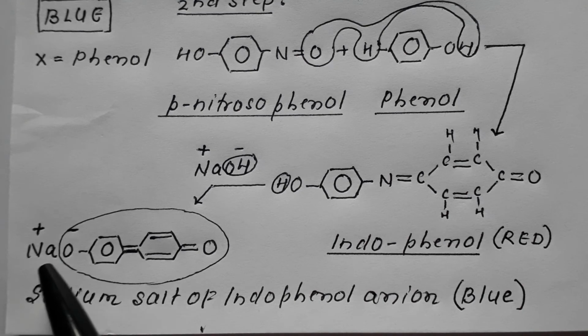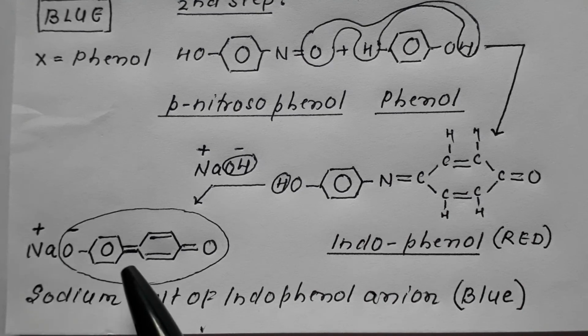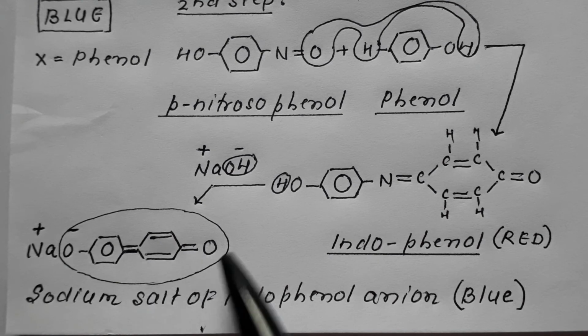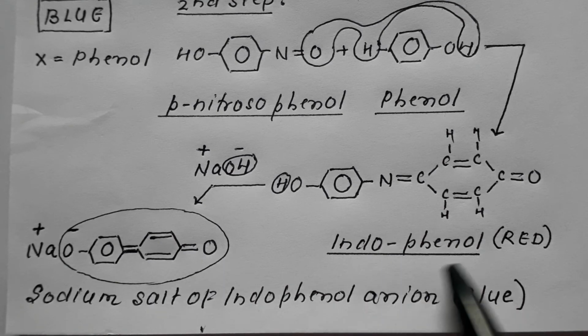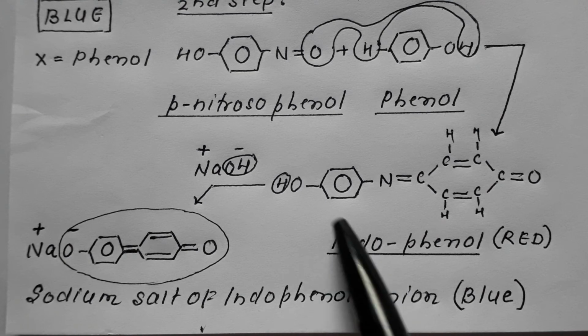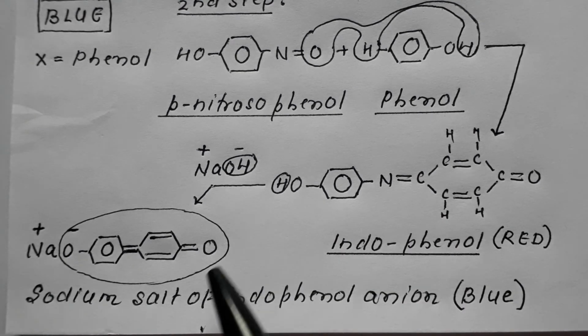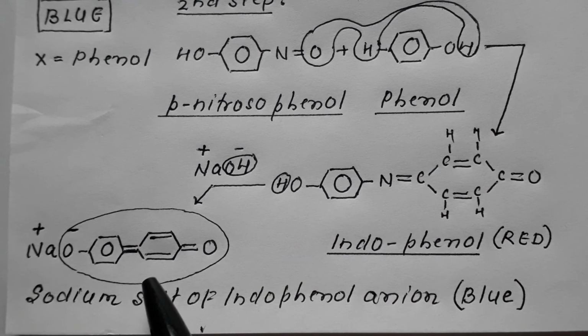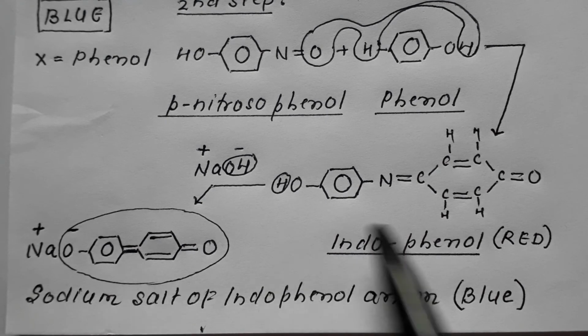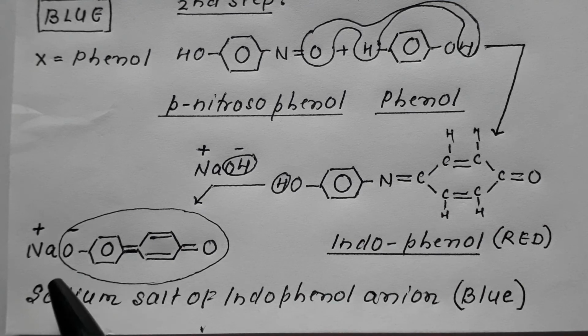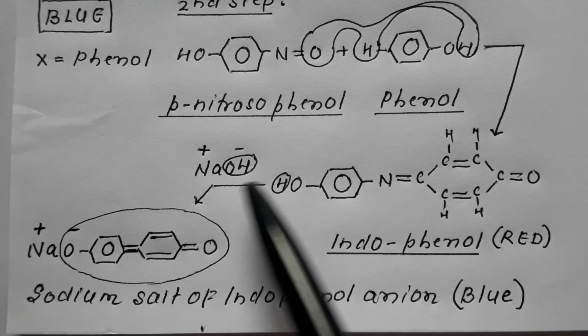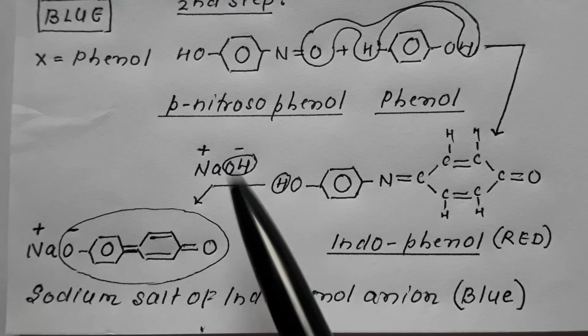It is NaO, then a ring, double bond O. So this species is termed as indophenol. When indophenol is made to react with NaOH, it gets converted into a salt of it, where this Na comes as a cation. So this H is replaced by Na.